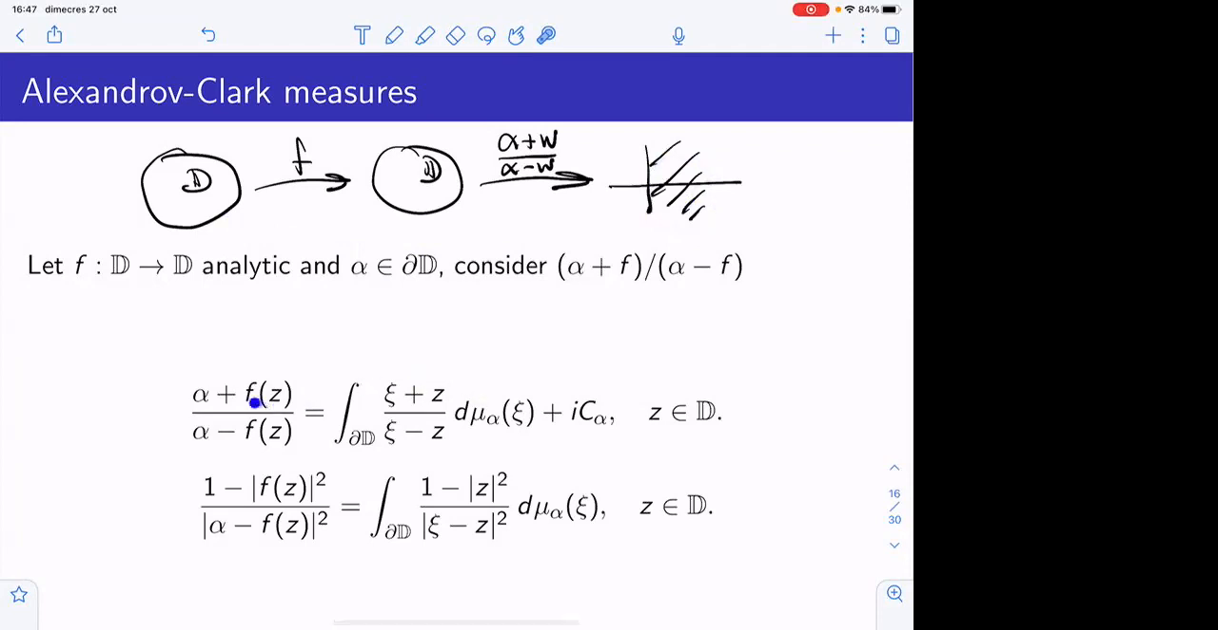So it can be written as the Herglotz integral of a positive measure. And this measure is what's known as the Alexandrov-Clark measure, sometimes called the Clark measure, sometimes called the Alexandrov-Clark measure of F at the point alpha. Alpha is a point in the unit circle.